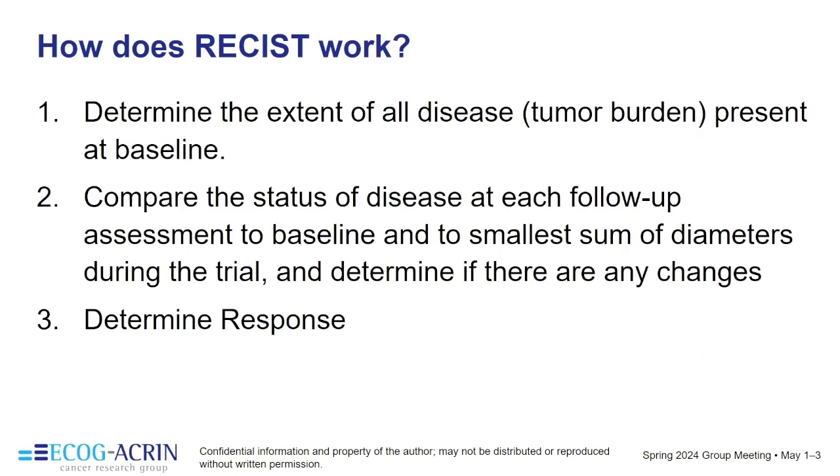So I'm here to talk about RECIST 1.1. I don't have the most time, so we're going to focus on the most common questions and the most common queries. So how does RECIST work? The goal of RECIST is we're going to start by determining the extent of all disease or tumor burden present at baseline. We're then going to compare the status of disease at each follow-up assessment to baseline and to the smallest sum of diameters during the trial and determine if there are any changes. Those changes will determine response.